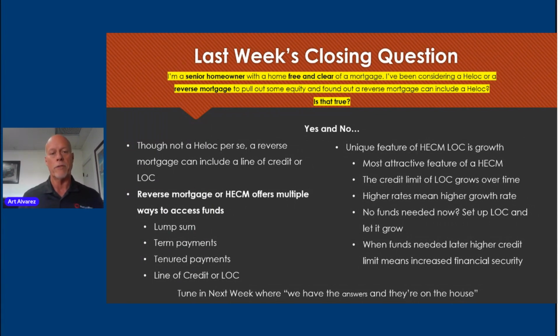I'm a senior homeowner with a home free and clear of a mortgage. I've been considering a HELOC or a reverse mortgage to pull out some equity and found out that a reverse mortgage can include a HELOC.